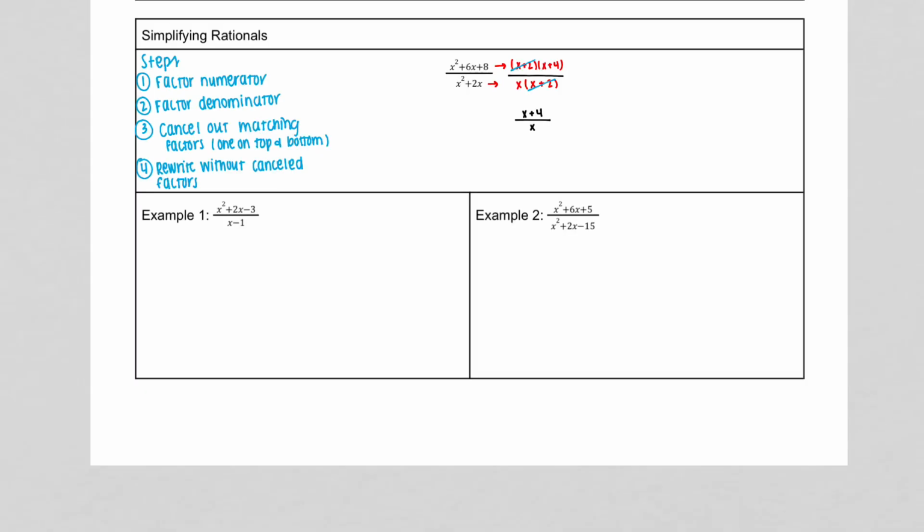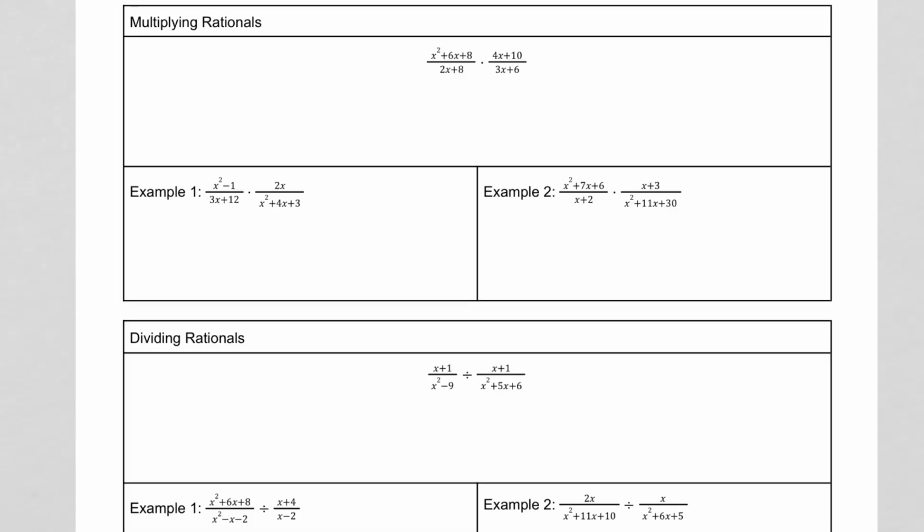So again, you have 2 examples to do on your own. Remember, you have to do all of these to get your full credit. Now we're getting into some of the harder stuff with the rationals. We're going to start with multiplying rationals. We're going to get into dividing, and then finally adding and subtracting.